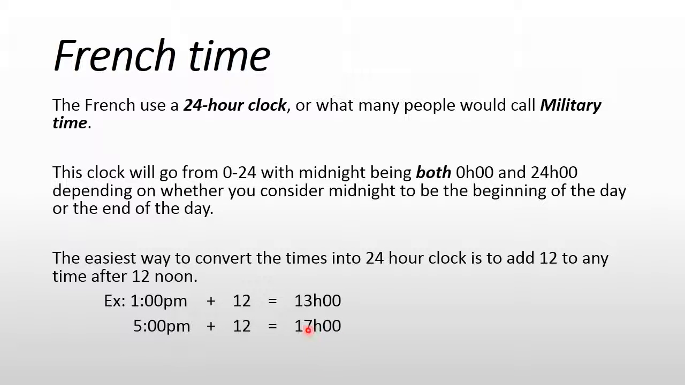Exactly. It would be 17 heures. We took 5, we added 12 to it, we got 17 heures. Now let's say that you were given this time, this 17 heures, and you wanted to find out what time that would be here in America on our 12-hour clock. We would just do the opposite. We would subtract 12 from it and we would get 5. Same thing here, we'd subtract 12 from 13 and get 1.